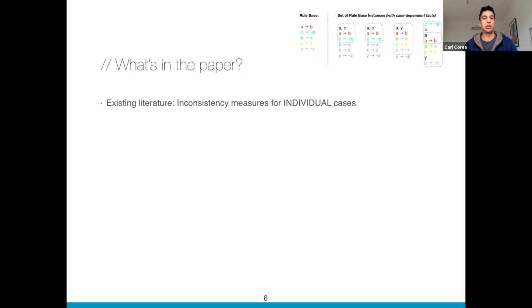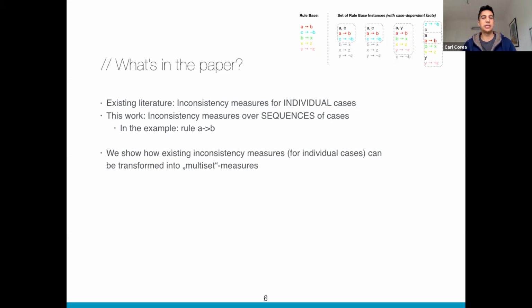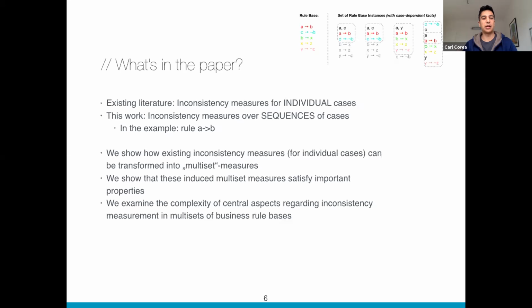So what's in the paper? As mentioned, the existing literature focuses more on measures for individual cases, and in this paper we introduced measures for sequences of cases, and we showed a method for how existing inconsistency measures can be used to induce these multiset measures. And in this context, we also showed that if you induce these multiset measures this way, then they still maintain important desirable properties of inconsistency measurement. And we also examined complexity aspects regarding inconsistency measurement in these sequences of cases.